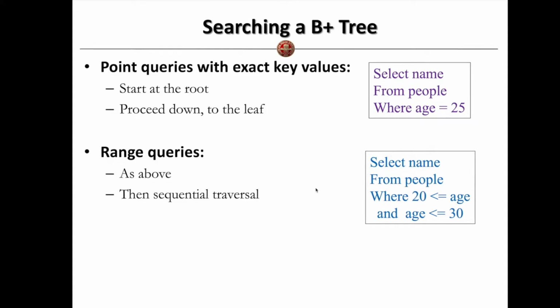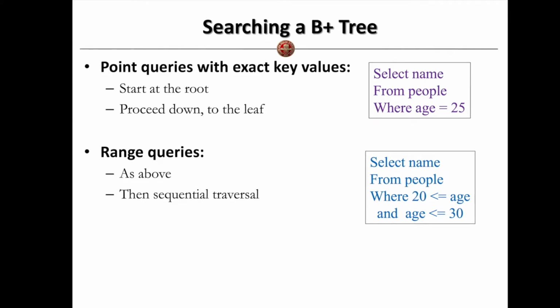And for range queries, it will be very different. Now here we have an example. We select name from people where age is no smaller than 20 and no greater than 30, in the range from 20 to 30. How can we do this search in the next step to find the concrete tuples matching this condition?